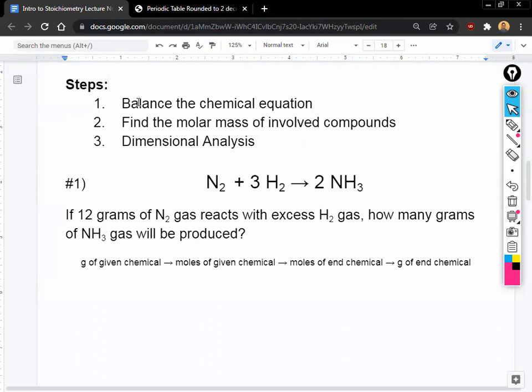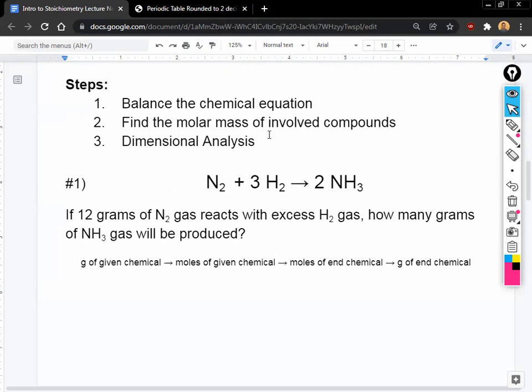First thing you want to do is balance the chemical equation, which we just did. So this is the problem we're going to work on, and you don't need to copy this down because we just balanced the equation. It's the same thing we just did. So step 1 is balance.